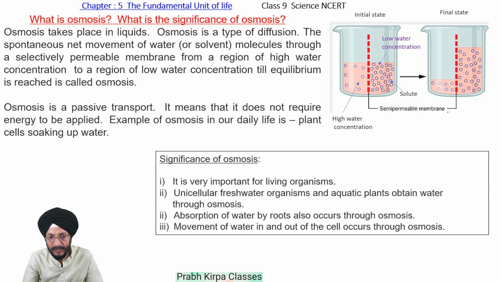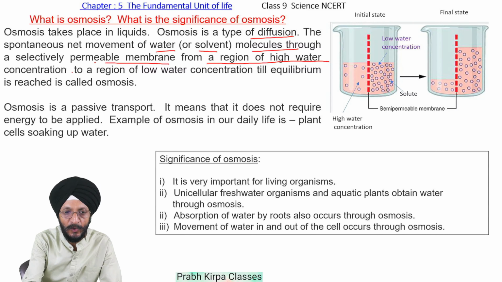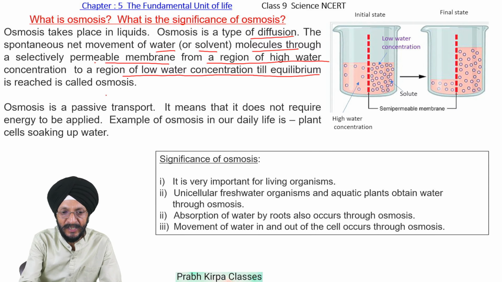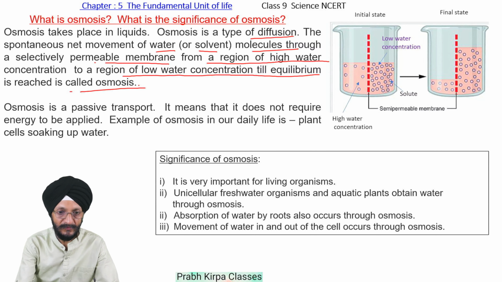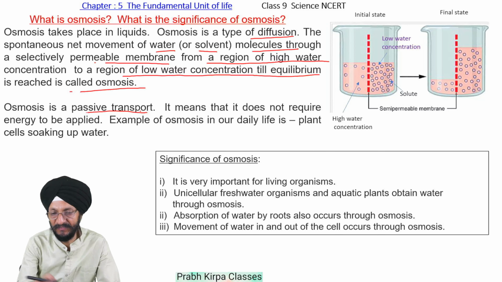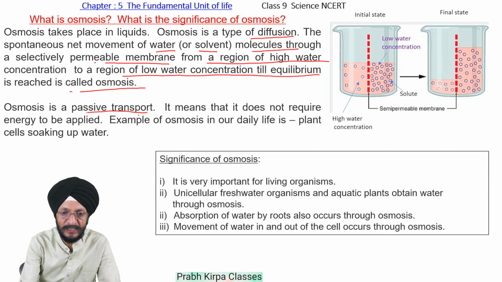Now we come to the another process which is known as osmosis. And what is its significance? Osmosis is a process which takes place in liquids. It is a type of diffusion. The spontaneous net movement of water or solvent molecules through a selectively permeable membrane from a region of high water concentration to a region of low water concentration till equilibrium is reached is called osmosis. Osmosis is also a passive transport. It means that no energy is required for this process.